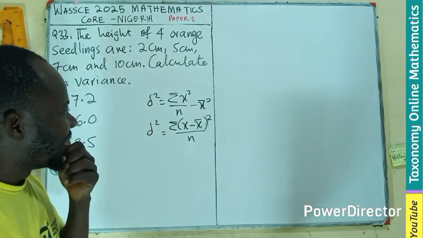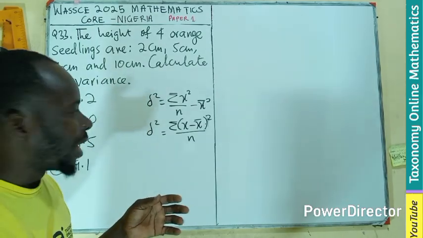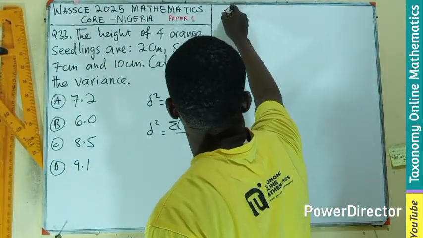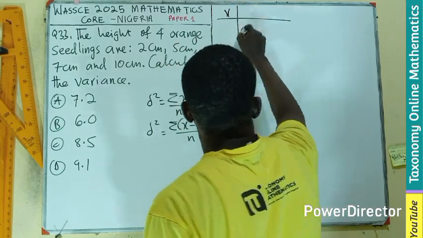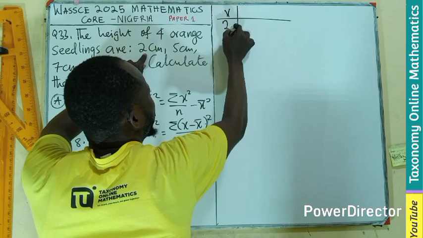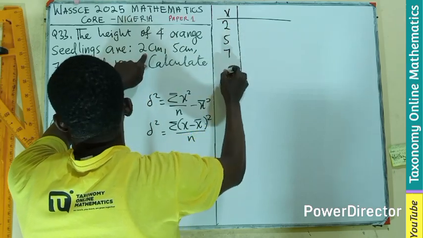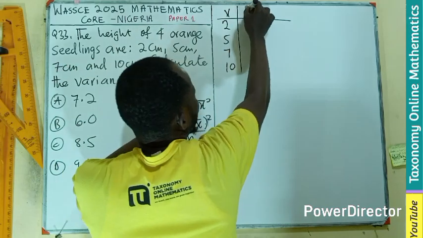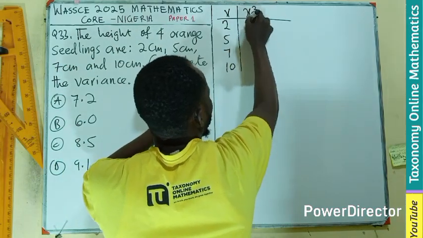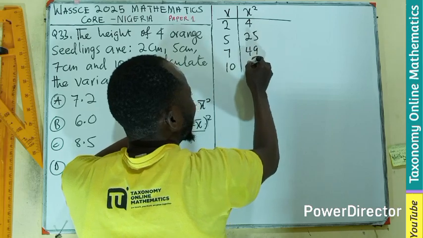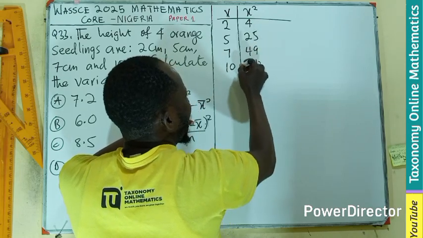So any of these formulas can be used. Let's target the first one, which is the x column. What is the x column? The values given to me: 2, 5, 7, and 10. What do I need? X squared. So I have my x squared terms, which are 4, 25, 49, and 100.